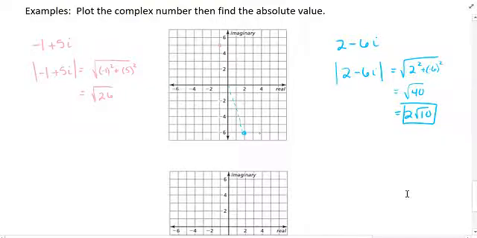All right, let's look at just a couple more. So now, here's what I want to look at. What if I wanted to plot -5i? Well, that has no real part. It's the same thing as plotting 0 minus 5i. Okay? So it's all imaginary, and it's going to end up right down here. And this is very easy because the absolute value of -5i would just be 5. It's the distance we are to 0, or the origin.